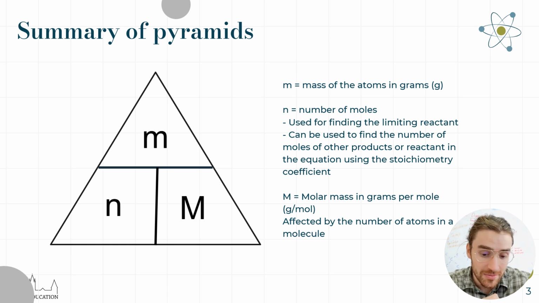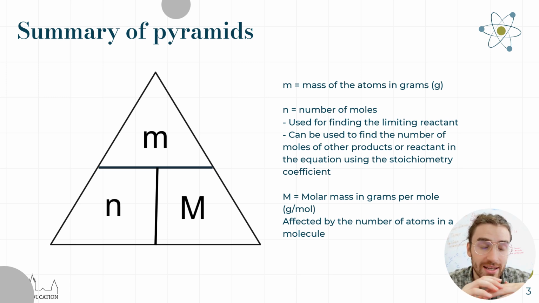On the top of our pyramid we have small m, which is the mass of atoms in grams. Then at the bottom we're going to have our number of moles, n, and then the capital M is going to be our molar mass or relative atomic mass, and that's going to be in grams per mole.